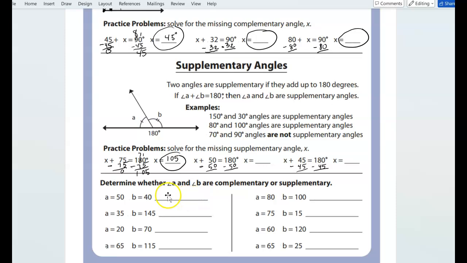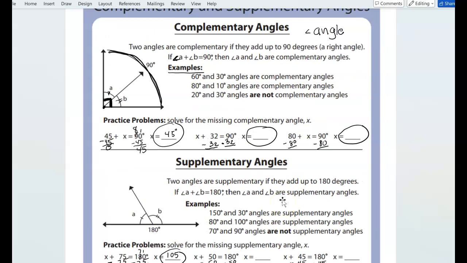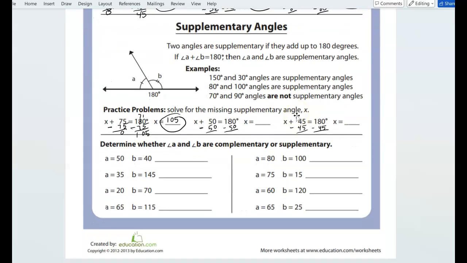All right, so determine whether angle A and angle B are complementary or supplementary. Well, angle A equals 50 and angle B equals 40. 50, 60, 70, 80, 90. That's a 90 degree angle. 90 degree angles are complementary. And we can just put a C here for complementary. All right. We don't need to write the whole word.